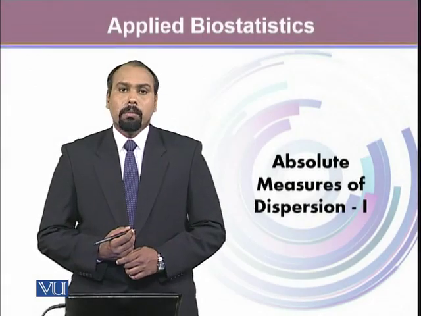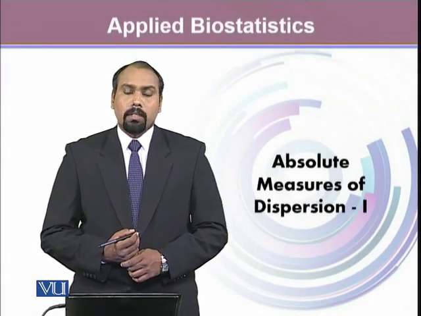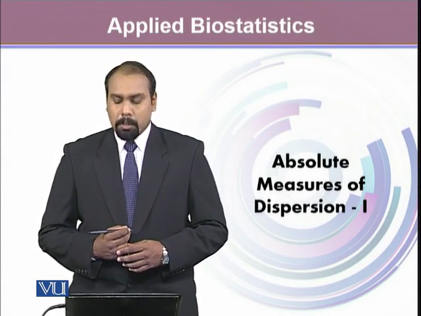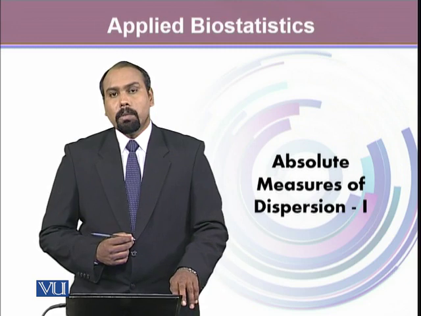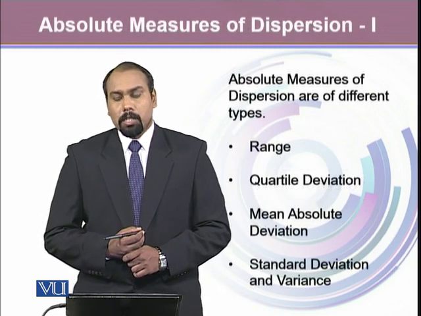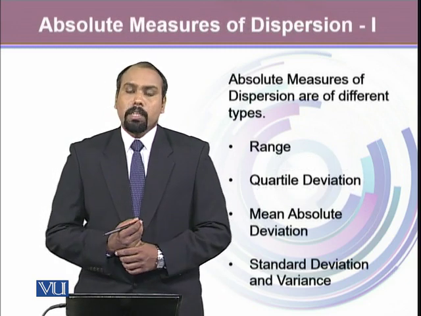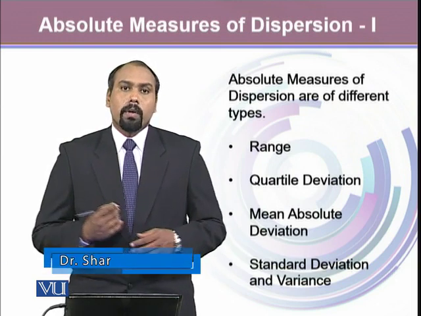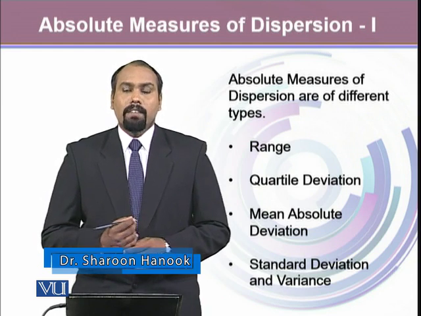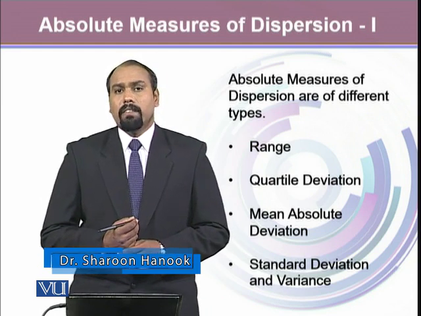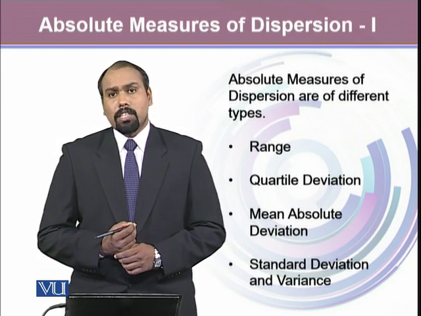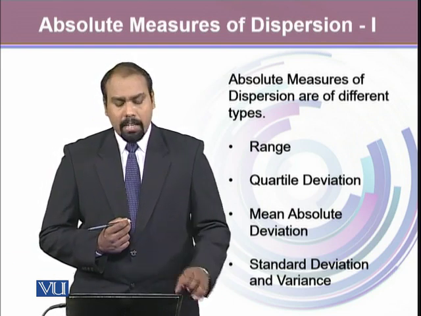Since we know there are two types of measures of dispersion, absolute measures of dispersion and relative measures of dispersion, in this module we'll be talking about a few absolute measures of dispersion. Absolute measures of dispersion are of different types. That could be range, quartile deviation, mean deviation, that's also called mean absolute deviation, and standard deviation. And it has another variation in it that's called variance.